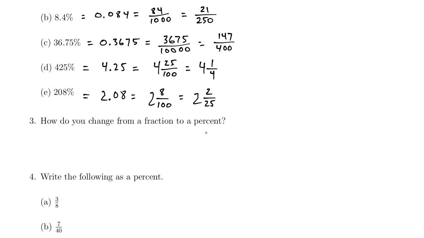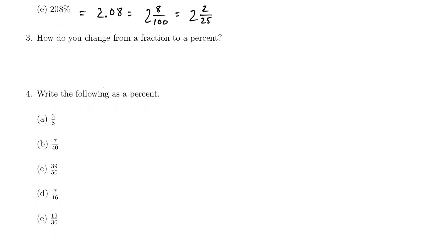Okay. All right, number 3. How do you change from a fraction to a percent? So now we're going the other way. So let's say we have a fraction, 1/4. We're going to change this to a percent. So we're basically going to go in the opposite order. We're going to take the fraction, change it into a decimal, and then change the decimal into a percent.